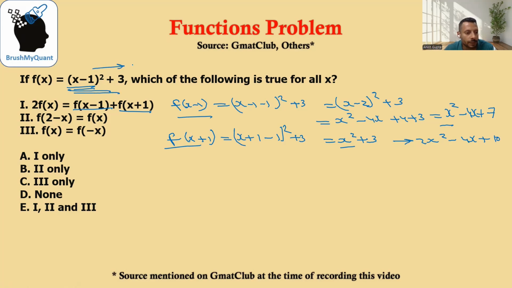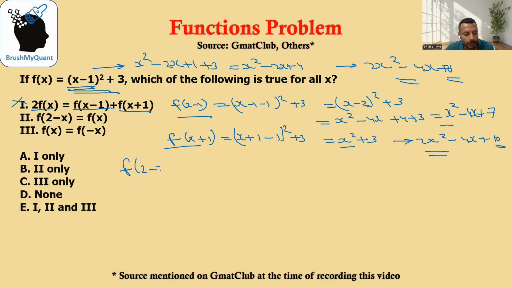F of x is equal to this much. So we can simplify this as x square minus 2x plus 1 plus 3, which is x square minus 2x plus 4. 2 times f of x will become 2x square minus 4x plus 8. Definitely these two are not equal because we have 8 here and we have 10 here. So option number 1 is not correct. Let's look at option number 2.